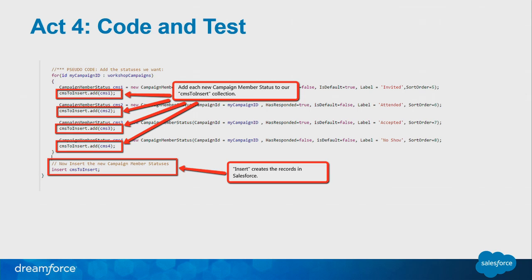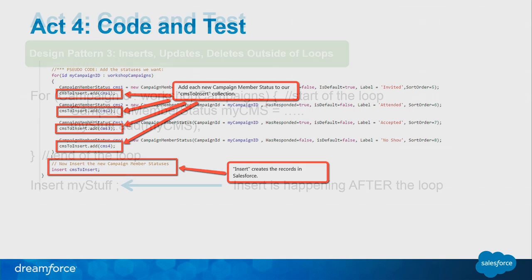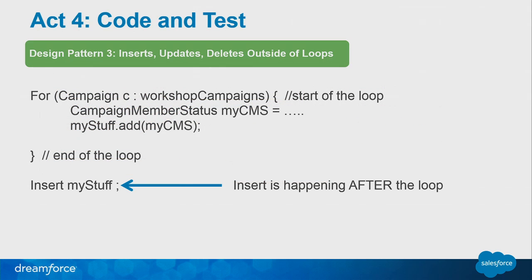Inside the loop is where you want to put things into your collection. So our CMS to insert list. We're not actually inserting them into Salesforce yet. The collection is just a storage place to hold all the records we're going to process. Then, after we're done going through the loop, the insert statement at the bottom is where we actually create the records in Salesforce. This is another important design pattern.